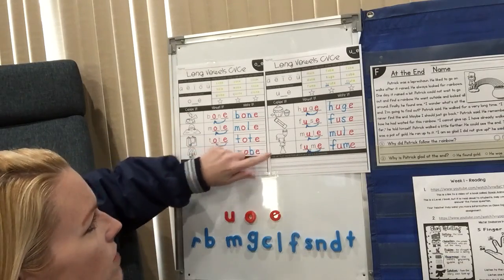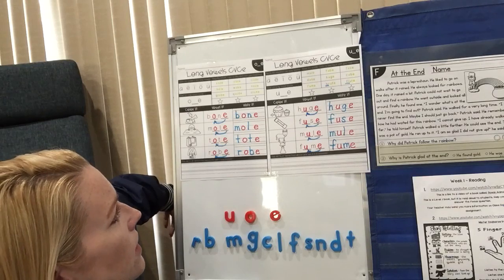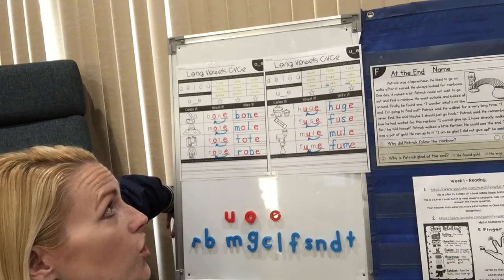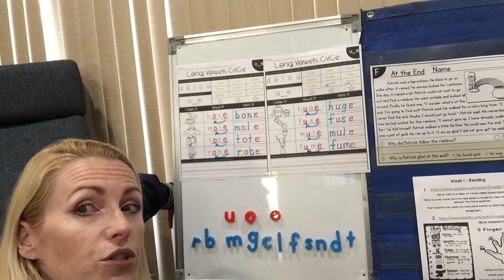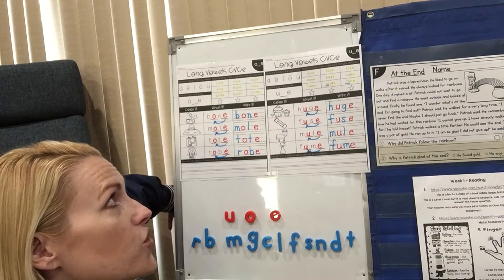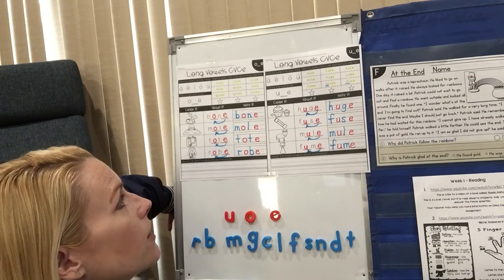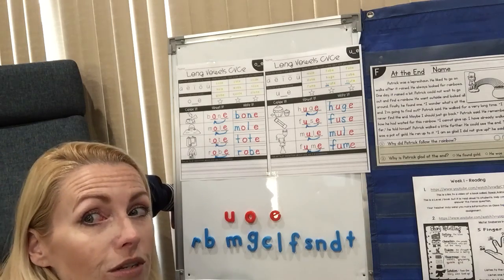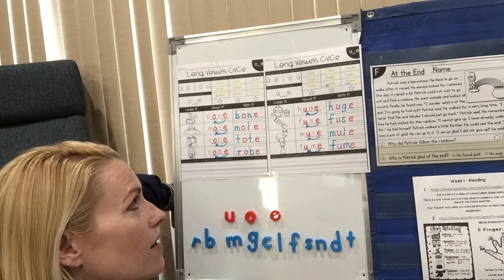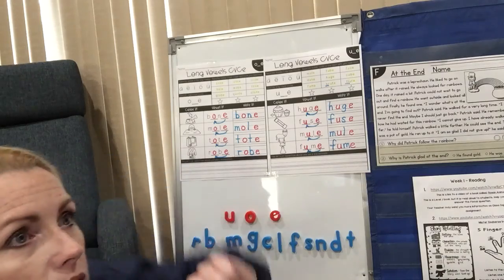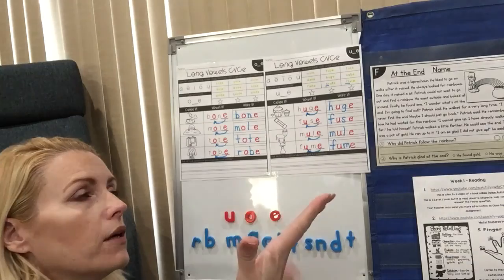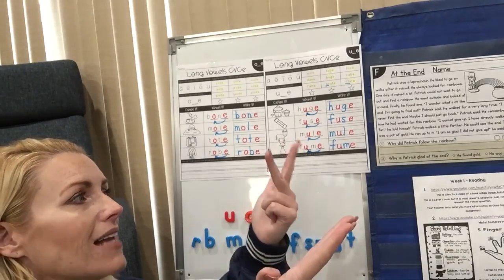So if I was going to make a sentence here, I could say, I got a huge tube, because I want to use two different U sounds. I want to use the hue, the U in huge, and the U in tube. I got a huge tube of toothpaste at the store. My goodness, there's a lot going on in there. I got a huge tube of toothpaste at the store.